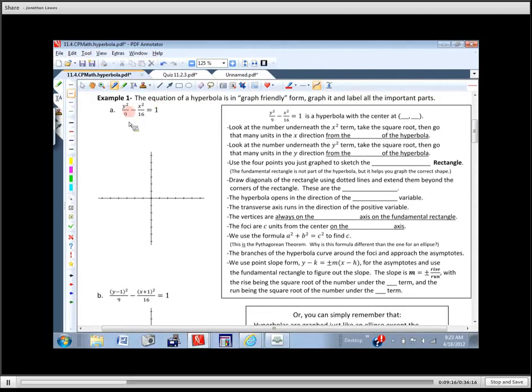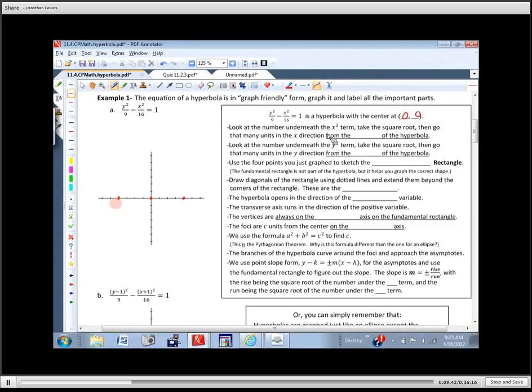So the first thing we want to notice is, where would the center of this be? Okay, just like all the others, if there's nothing with the y and nothing with the x, the center is going to be at 0, 0. Okay? So we'll put the center at 0, 0. And then just like we did if this were an ellipse, we look underneath the x. What's underneath the x? A 16. How far are we going to go in the x direction? 4. So I'm going to go 1, 2, 3, 4 right here. And 1, 2, 3, 4, right there.